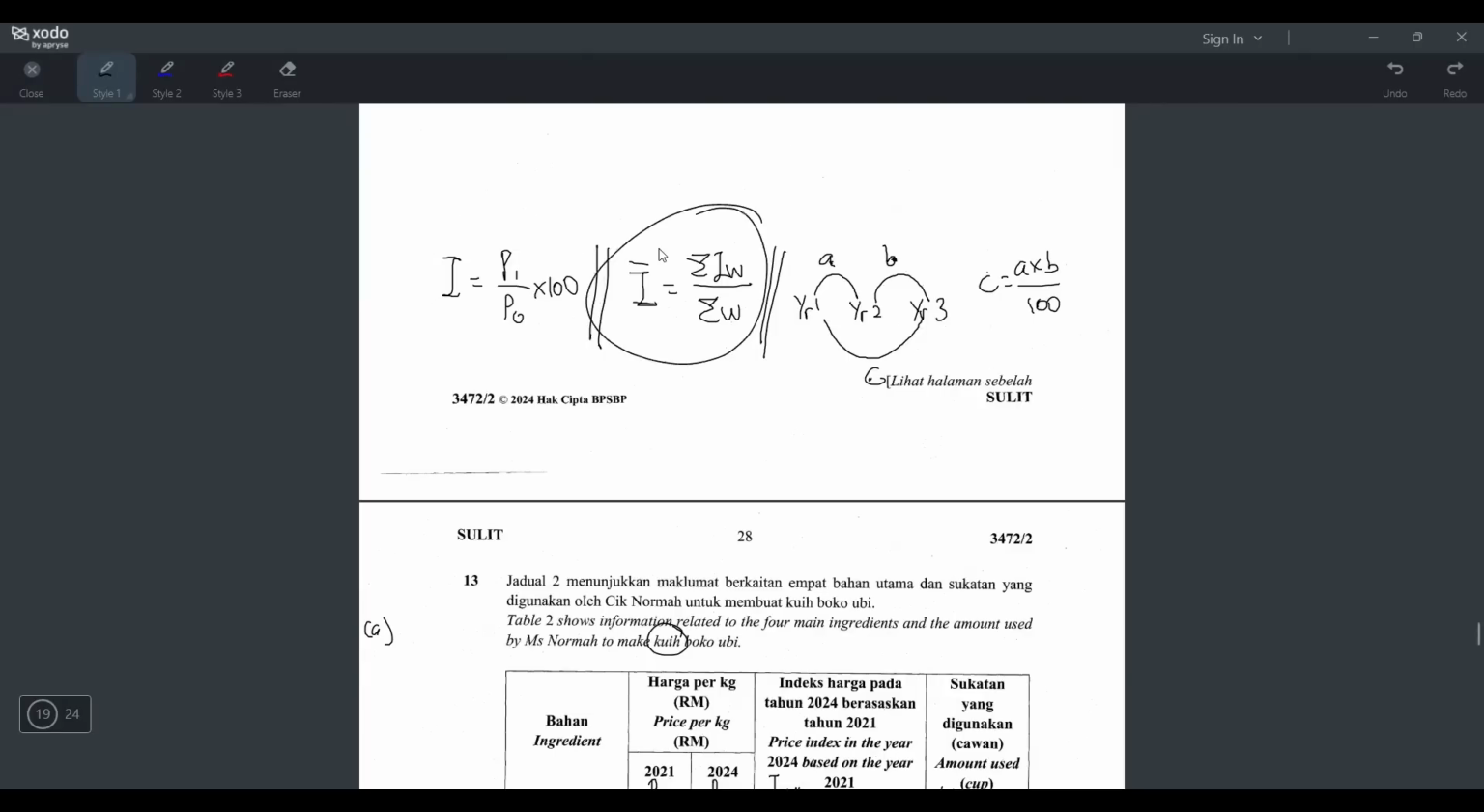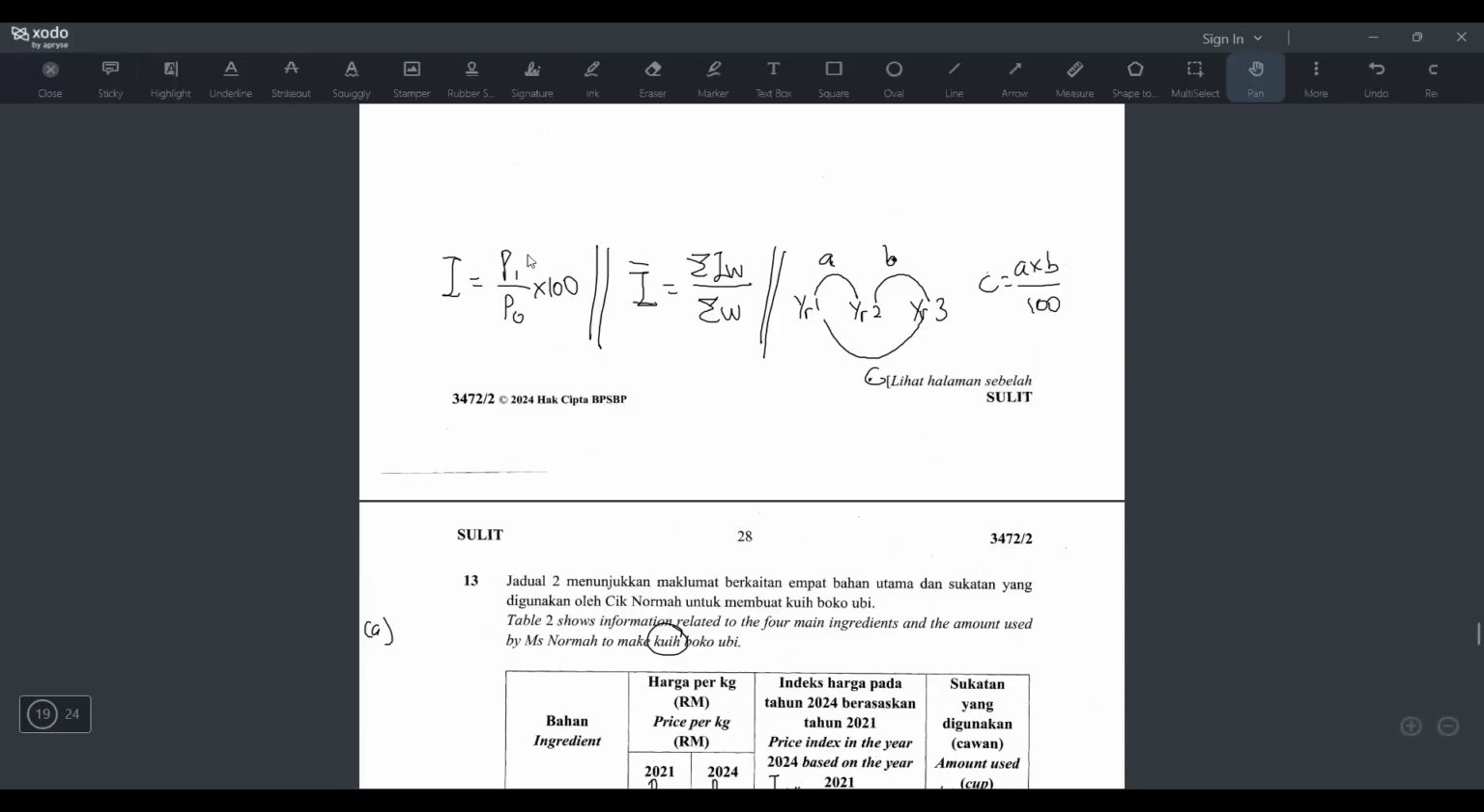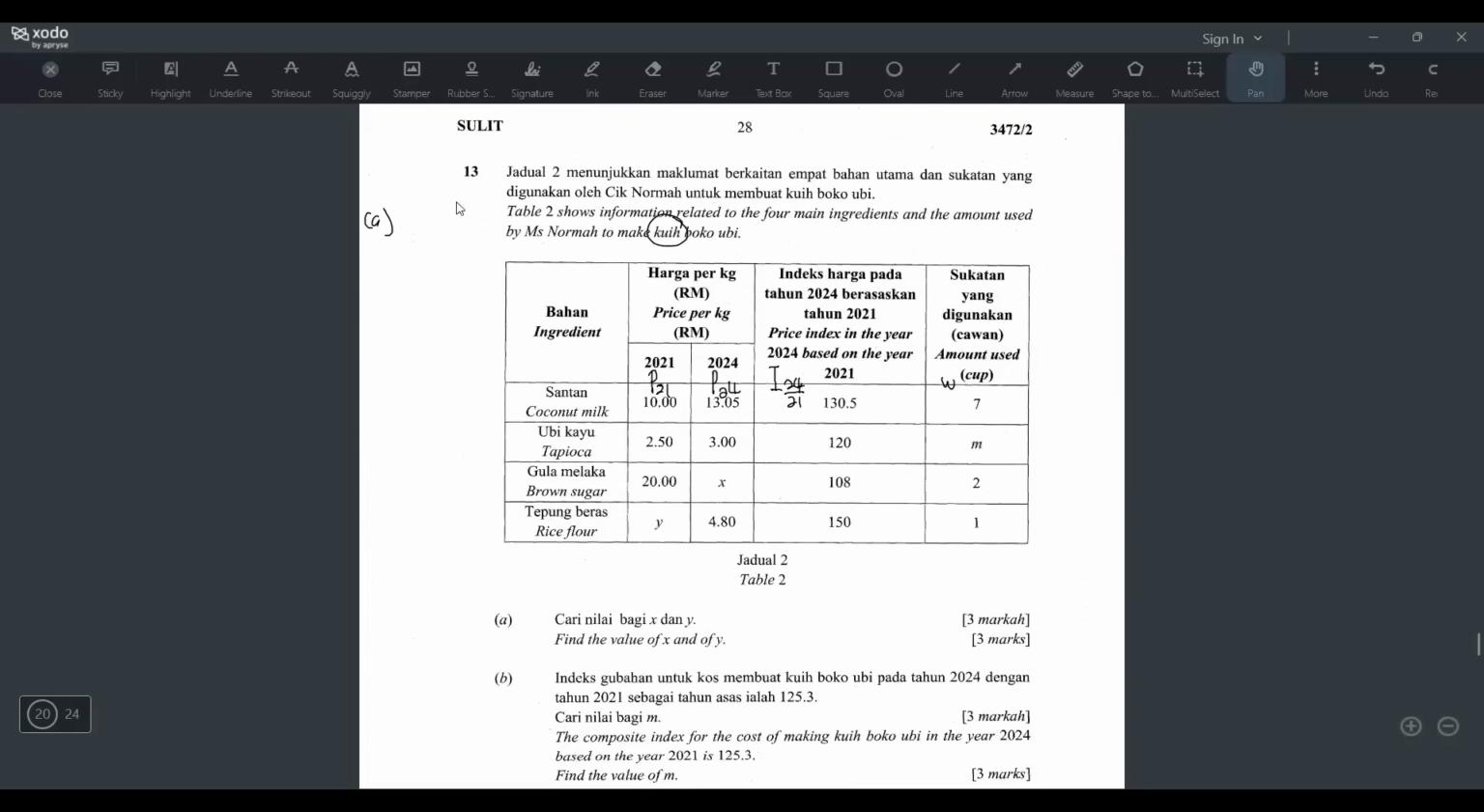This formula has price. The third formula also doesn't have it. So confirm, use the first formula, the price formula. So how do you do it? Just write down the first formula.